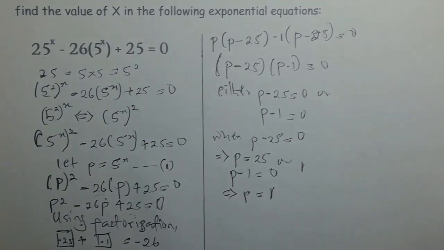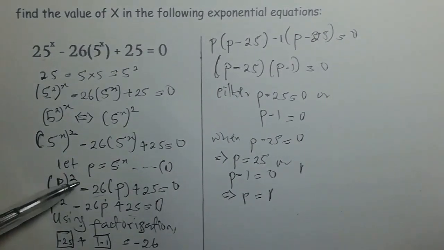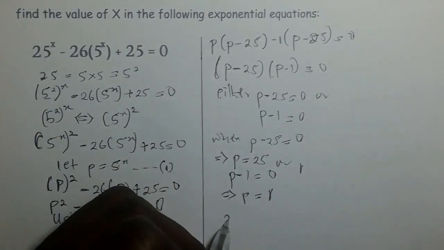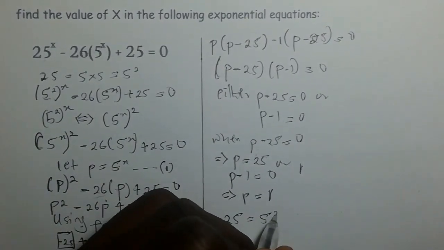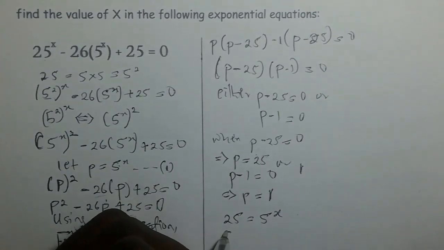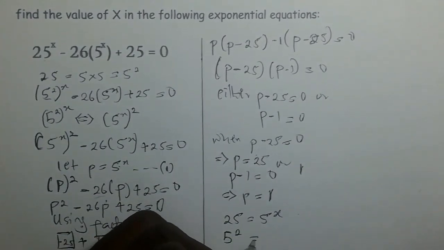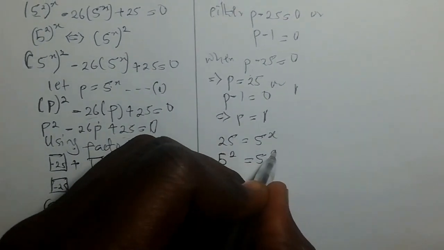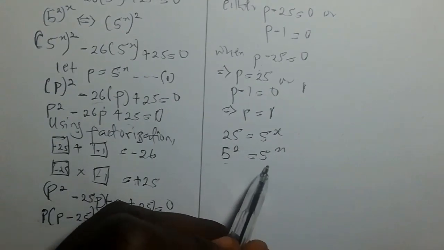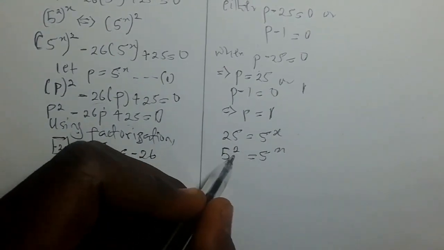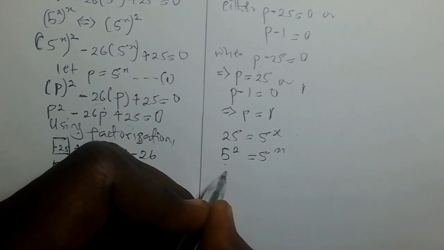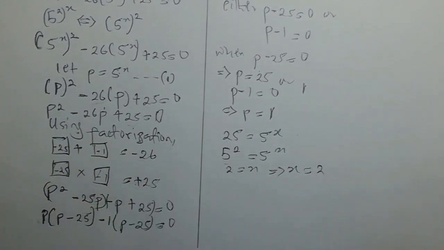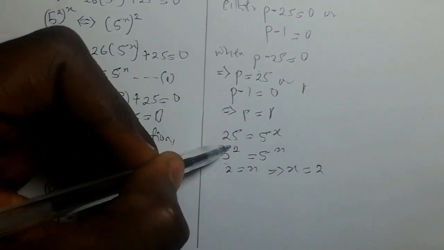But remember, in our equation 1, we said p is equal to 5^x. So when p is 25, this implies that 25 equals 5^x, and 25 is nothing but 5 squared. So 5 squared will be equal to 5^x. Here the bases are equal, so we can equate the exponents. In this case, 2 equals x. This implies that x equals 2 when p is 25.